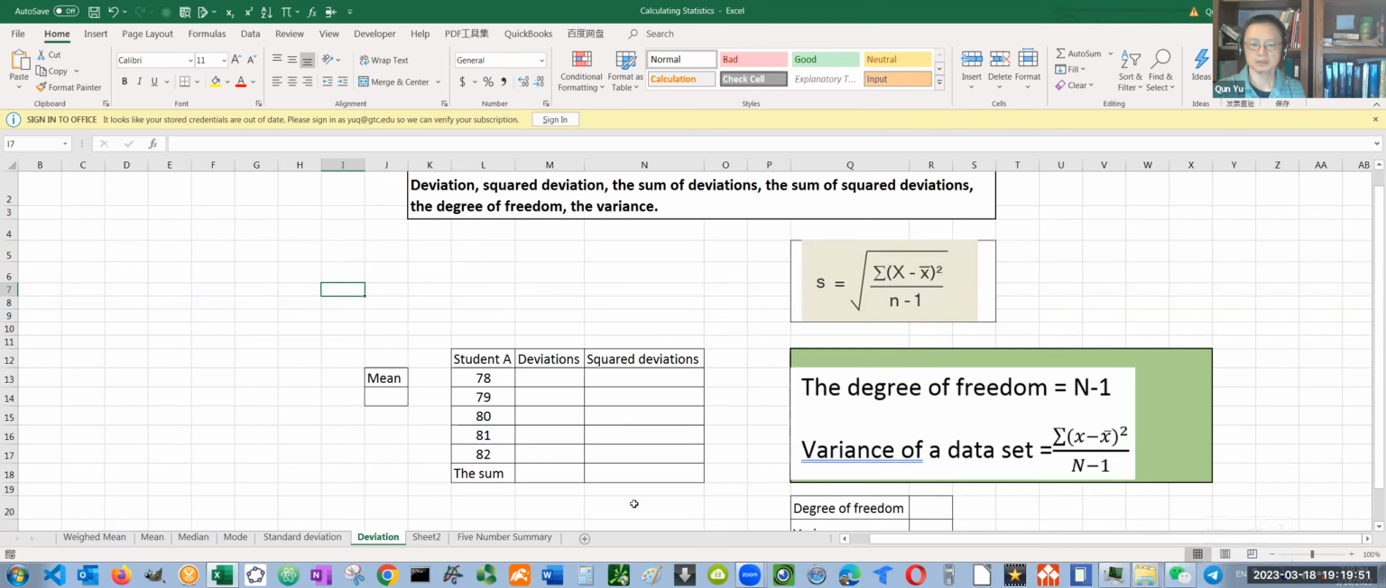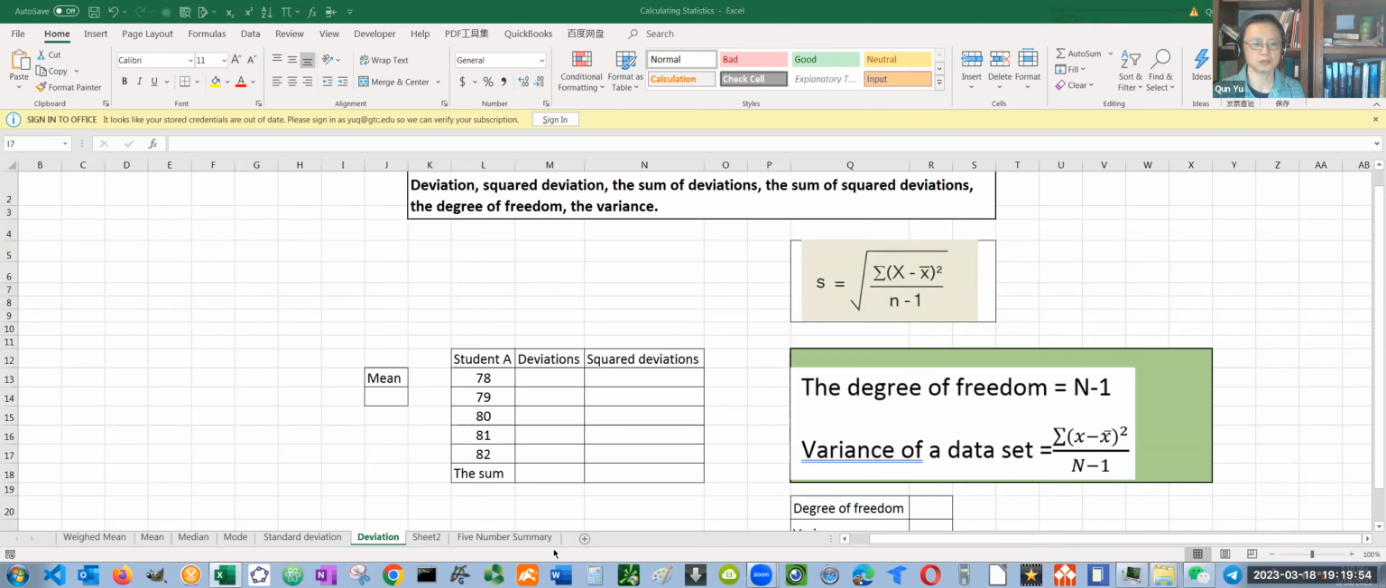Hi everyone. In this video, we're going to look at how to calculate some statistics. Basically, it involves the standard deviation formula as displayed on this Excel sheet here. And these are the parameters we are going to calculate: deviation, squared deviation, the sum of deviations, the sum of squared deviations, the degree of freedom, and the variance.